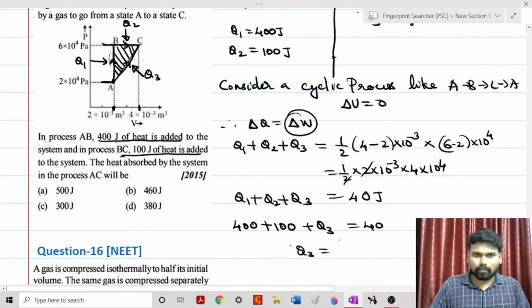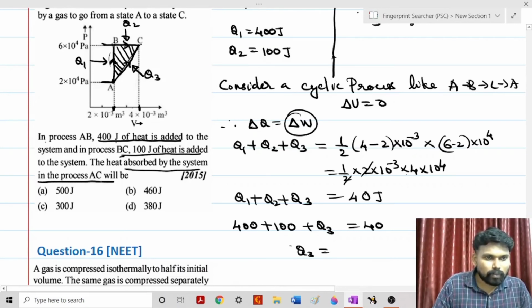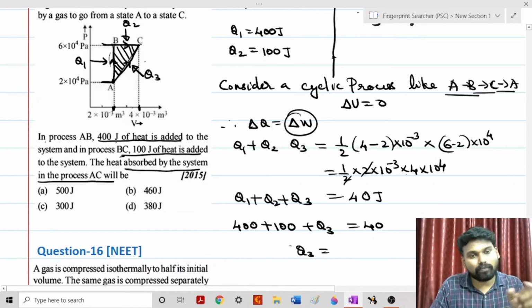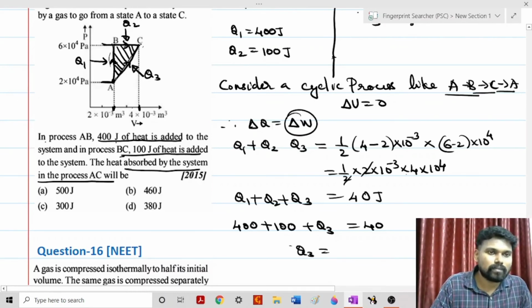Actually, when we take in the reverse way, the problem is that Q3 is the heat absorbed by the system when it goes through the process AC, but here we have taken the cyclic process. We have taken A to B, B to C, and C to A. It is not A to C, it is C to A. So it is better to put a minus sign here, because in the reverse process heat will not be absorbed, it will be rejected to the surrounding. Okay, when I take from C to A, the heat will be rejected.